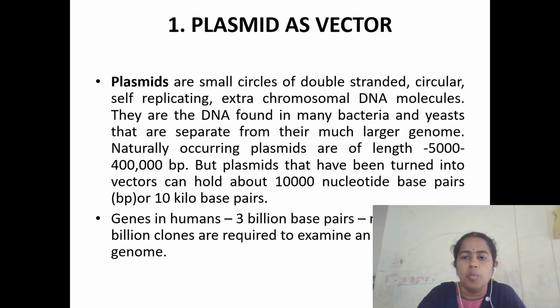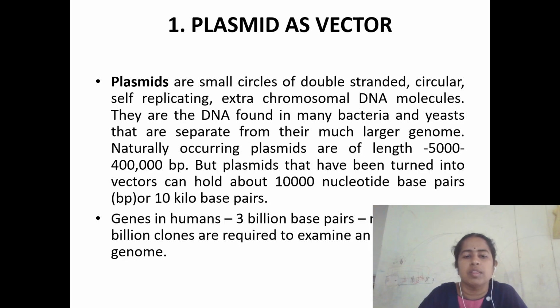They are extra chromosomal DNA molecules present in the cytoplasm. They are usually found in the bacteria and yeast, and they can be separated from their very large genome. Naturally, plasmids are of length 5,000 to 4 lakh base pairs, but plasmids have been turned into vectors that can hold 10,000 nucleotides base pairs, that is 10 kilo base pairs.